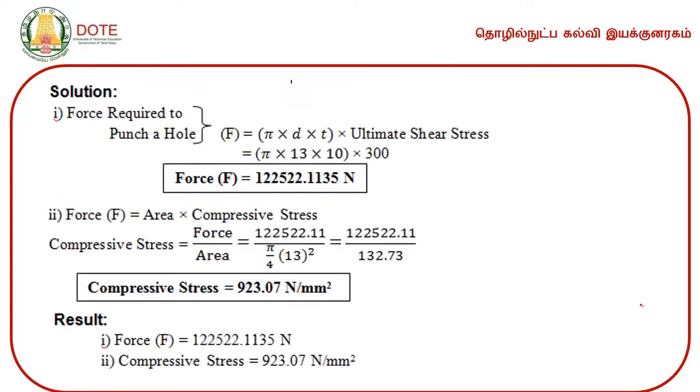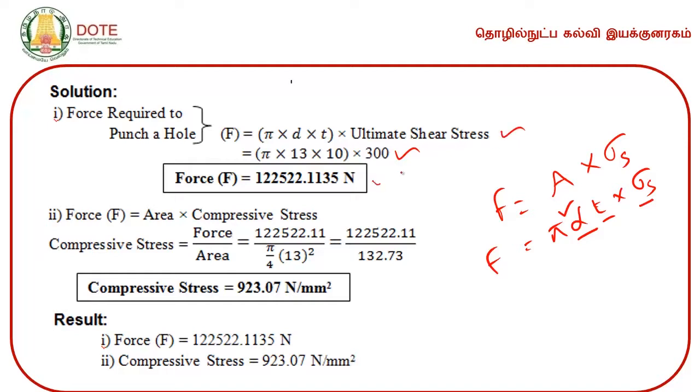So simply by substituting these values in the formula, what is the formula? Force required to punch a hole, F, is given by area resisting and ultimate shear stress. What is area? Pi d t into ultimate stress. So we know the value of pi, it is a constant, d is given, t is given, stress is given. So we can substitute all the values, we can find the force in terms of Newton.